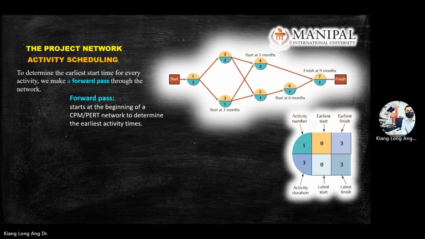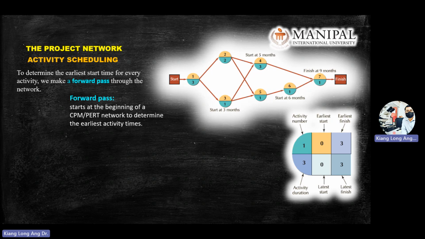Forward pass is the method you use to determine the earliest date that you can do something. So you fill in by sequence. You fill in the activities first, then the time, from the table. Then you start with this one, number 1, number 2, number 3. This one you do forward pass. Forward pass means you start from there and you determine.